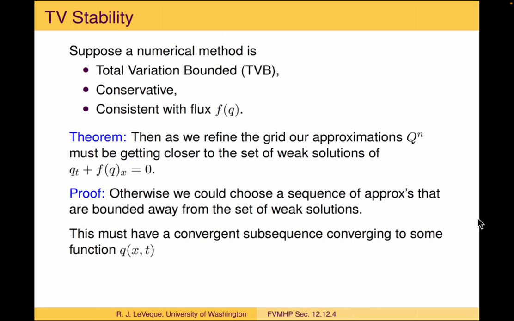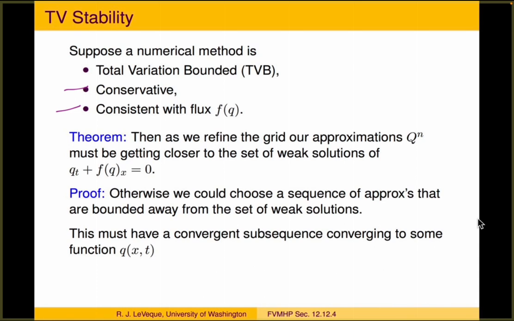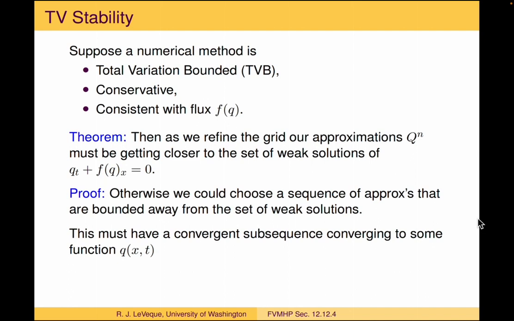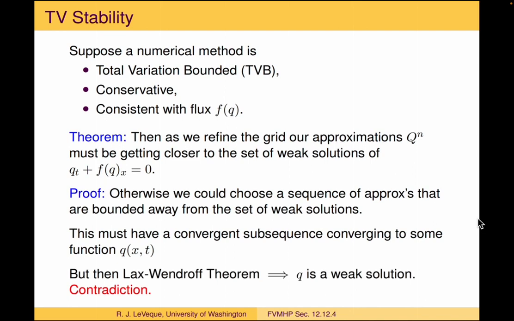So from this set of approximations that were not converging to any weak solution, there must be within that some subsequence that is converging to something. Call that function q. So now if we just look at that subsequence, we have a sequence that's converging to some q using a method that's both conservative and consistent with the flux. And if we have a set of such functions converging to some function, then by the Lax-Wendroff theorem, that q has to be a weak solution. But that's a contradiction to what we supposed when we constructed this sequence of approximations. So in fact, we conclude that we are converging to some weak solution as we refine the grid. So that's the basic idea. There's a bit more in the way of details in the book.